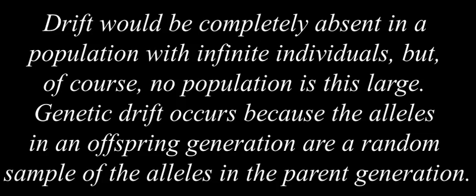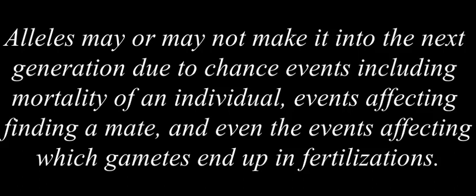Genetic drift occurs because the alleles in an offspring generation are a random sample of the alleles in the parent generation. Alleles may or may not make it into the next generation due to chance events, including mortality of an individual, events affecting finding a mate, and even the events affecting which gametes end up in fertilizations.